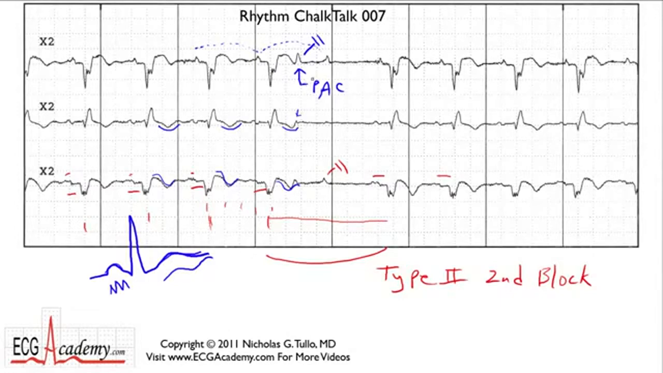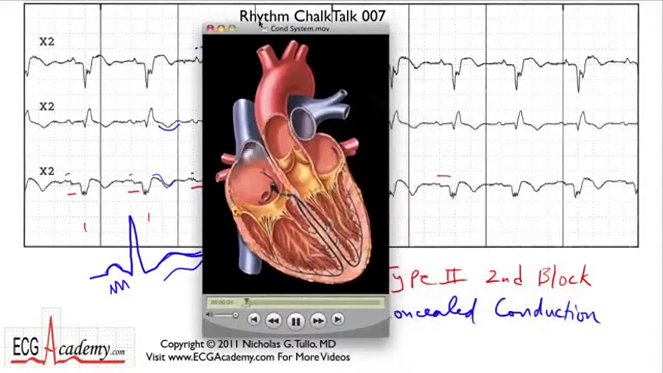But there's a concept that you have to understand in this video that I want to get across, and it's called concealed conduction. Concealed conduction is an electrophysiologic phenomenon that allows us to see conduction into a part of the cardiac conduction system that's not apparent. Now, what do I mean by that? Well, let's just kind of review a little bit of the physiology here.